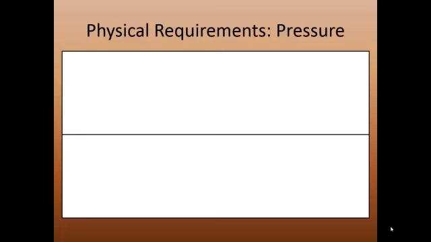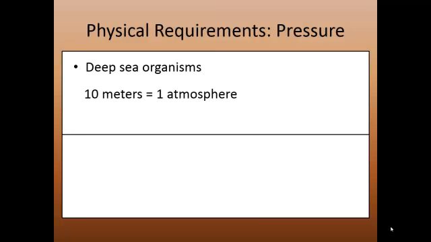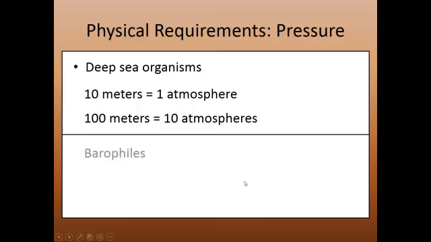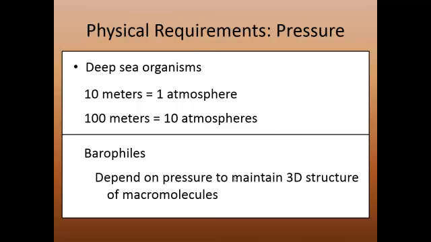It is barometric pressure, the pressure of the atmosphere or the water on top of you. So we're talking about deep sea organisms. When we're talking about living in the deep ocean, if you go down 10 meters, that's the equivalent of another atmosphere, or the weight of air at sea level. So they would be living at 2 atmospheres. If you're at 100 meters, you have another 10 atmospheres. So we call these organisms barophiles, baro for barometric, because they depend on pressure to maintain the 3D structure of the macromolecules.